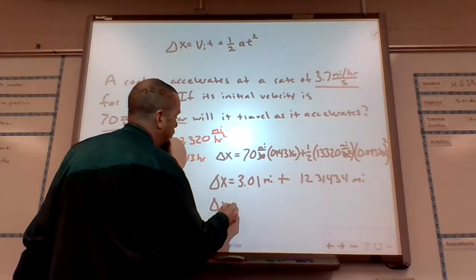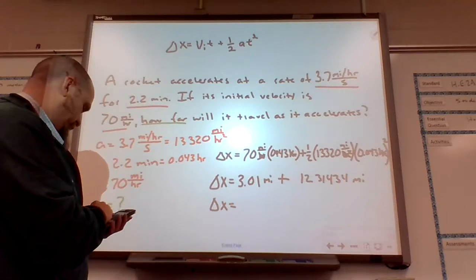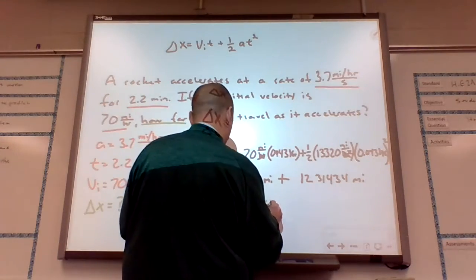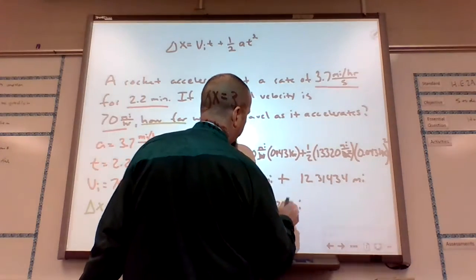Add my two numbers together. The rocket would travel 15.32 miles as it accelerated.